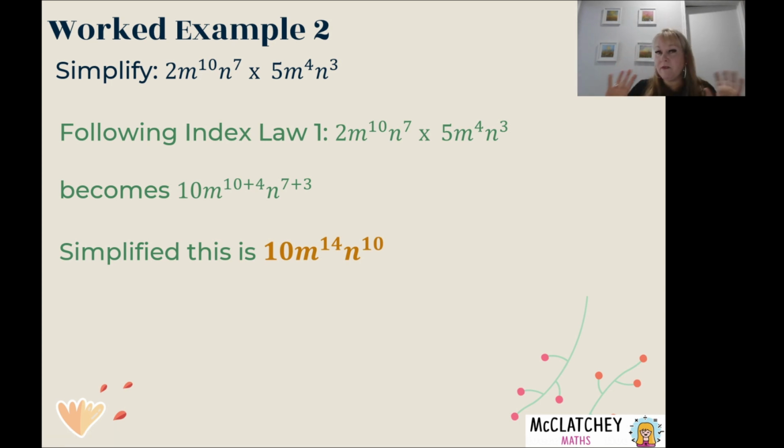So maybe pause the video here, go back over the example, perhaps write it down in your exercise book, and just work out what's going on there. It's all about breaking this into little chunks. Coefficients first, these are our coefficients. So do your coefficients first, and then do it one base at a time.